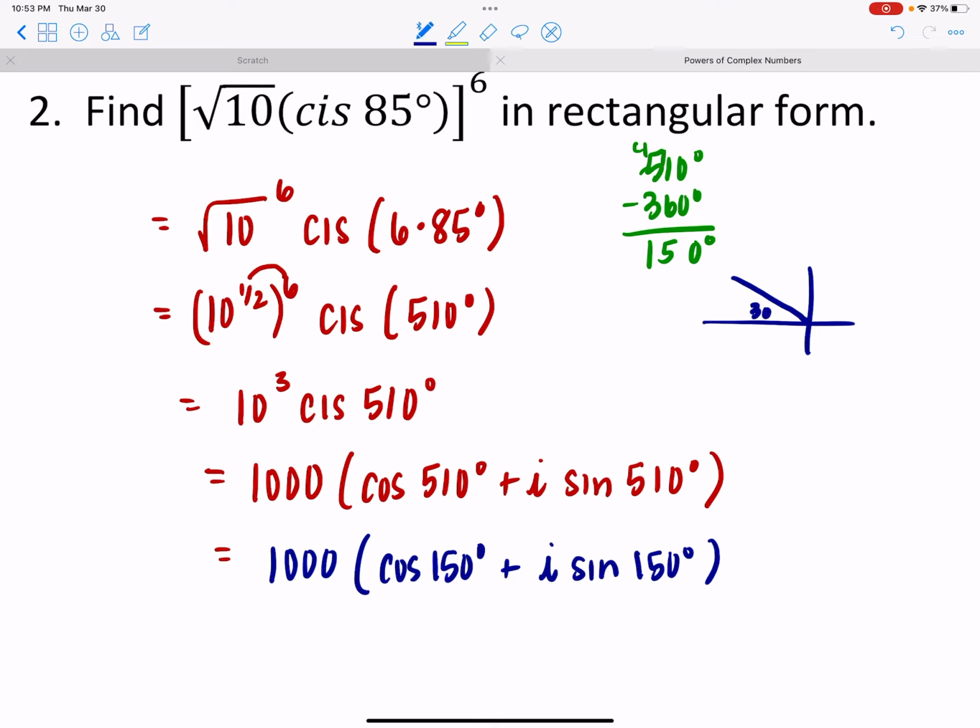So at 30 degrees, we're intersecting the unit circle at radical 3 over 2 and 1 over 2, but in quadrant 2 we're negative. So the cosine of 150 is going to be negative radical 3 over 2, plus the sine at 150 is going to be a positive 1/2. And those just need to be multiplied by 1,000.